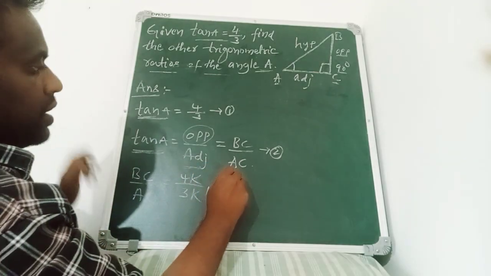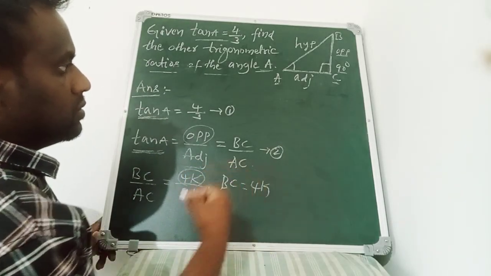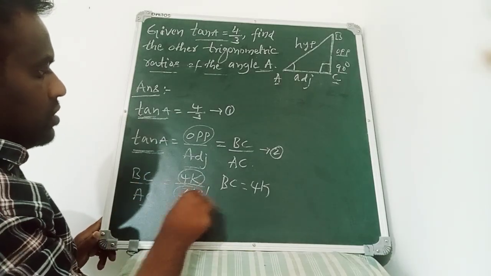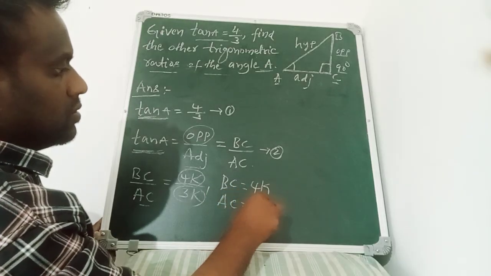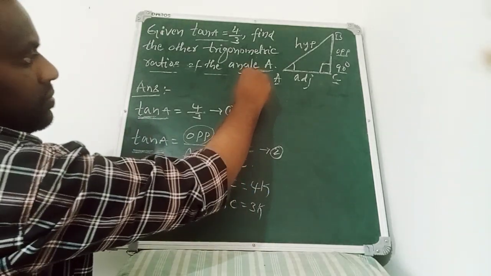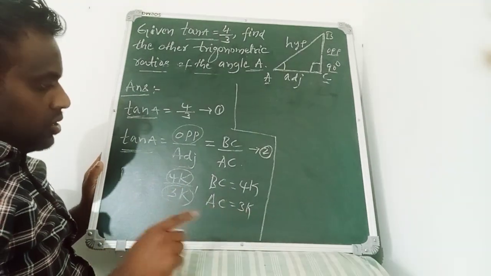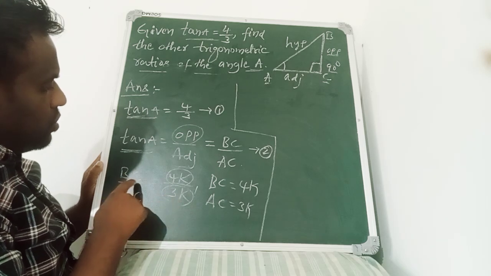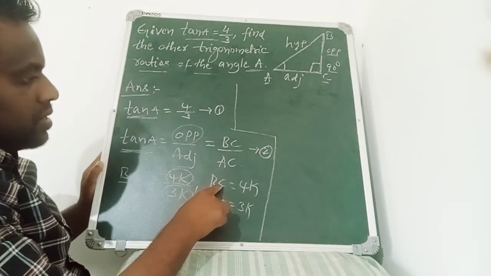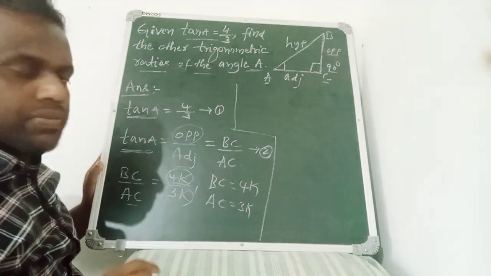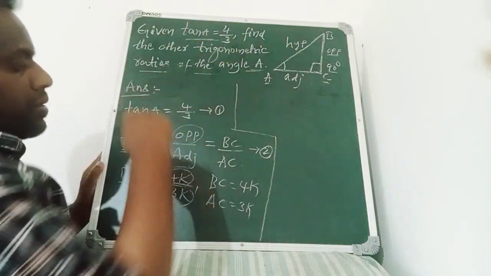Now you can write BC. This BC is equal to 4K, and this AC is equal to 3K. AC is equal to 3K. I already said this is the ratio. You should not write BC is equal to 4. You have to put some variable here and here. Then you can say BC is equal to 4K, AC is equal to 3K. This is how you will write when they have given a ratio, like this ratio 4 by 3.